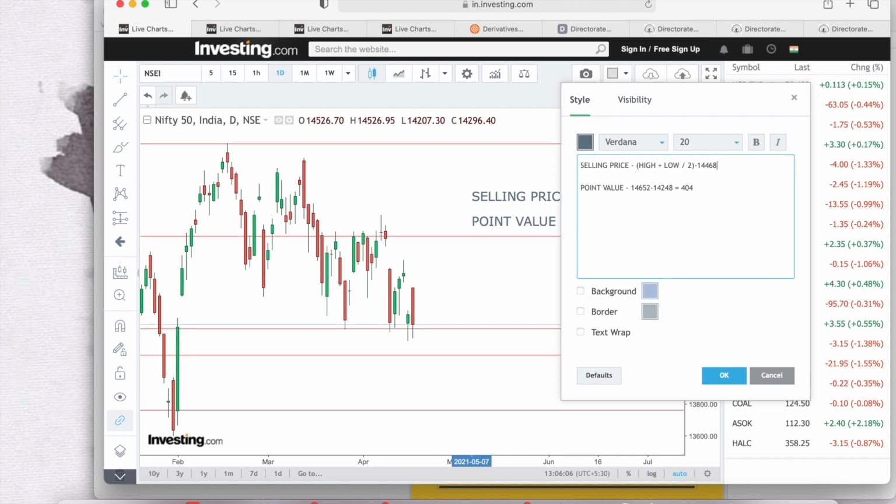Now I'll explain what videos I made and how I gave you a target. Point value is 404 points. Now this price of 14468, on the third day or the fourth day, whenever it comes, what will be our target? That comes to 14064. This will be our target. What will be our stop loss? Stop loss will be the top of this candle that was at 14652.